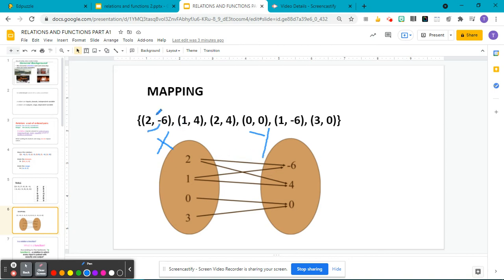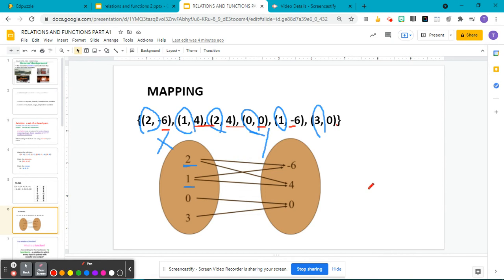So again, I've got a 2 in my x. I've got a 1 in my x. I've got a 2. I've got a 0, a 1, a 3. And once again, you notice I did not repeat my 2. I only wrote it once. I did not repeat my 1. I only wrote it once. Same way with my y. I've got a -6, a 4, a 0, a -6, a 0, and I did not write them twice.